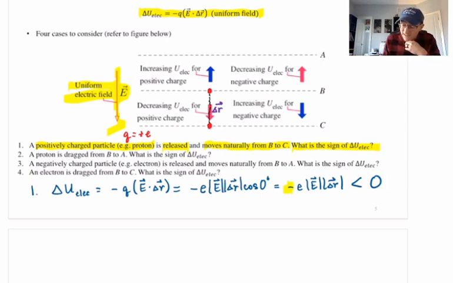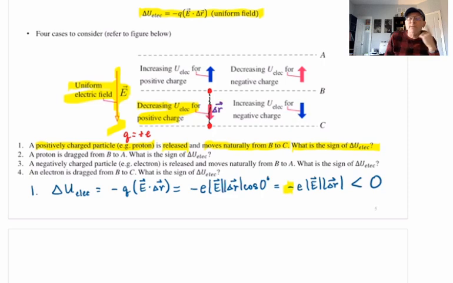Oh, actually, it tells us that, doesn't it? Decreasing U electric is down. See the red arrow pointing down? The electron will, if you just let go at level B, will naturally move down to level C. And in so doing, will decrease its electrostatic potential energy.